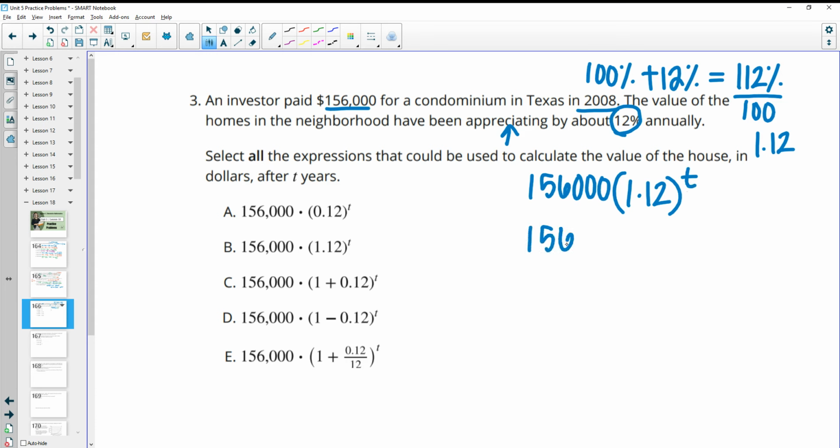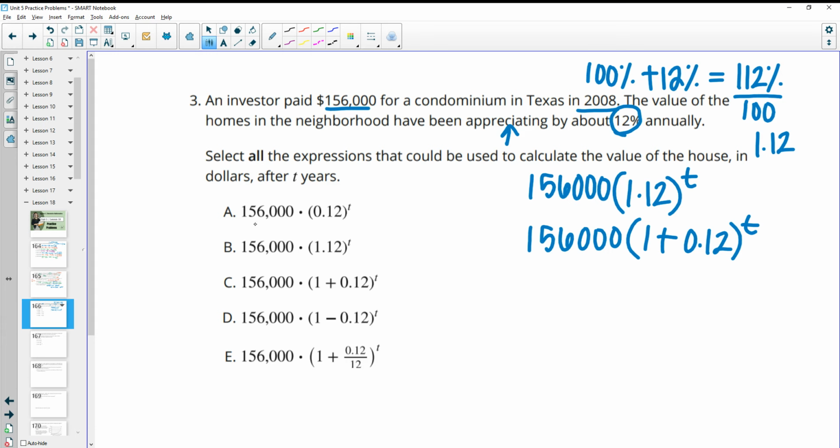So 1.12 is that growth factor. Another way I could look at that growth factor is looking at 100% as a decimal, 1, plus my percent 12 as a decimal, which is 0.12. So I could get to the 1.12 this way as well, 1 being 100% and 0.12 being 12%. So then let's take a look at these options.